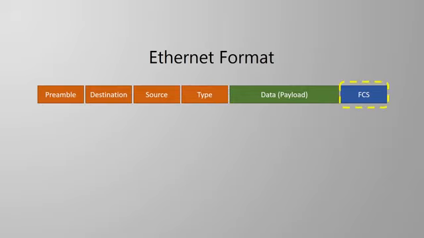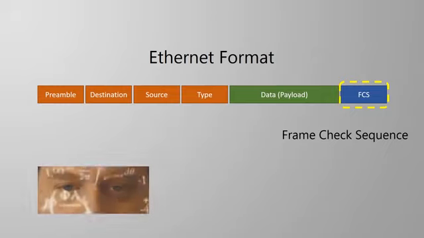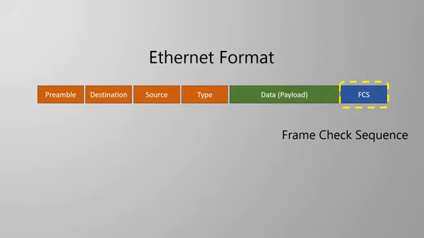And at the very end of the frame is a trailer, and this trailer contains the frame check sequence, or FCS. This is used to determine if any part of the frame has become corrupted during transit. When the frame is first assembled, the sender will run a mathematical formula over the frame contents. It takes the result of this and puts it in the trailer.